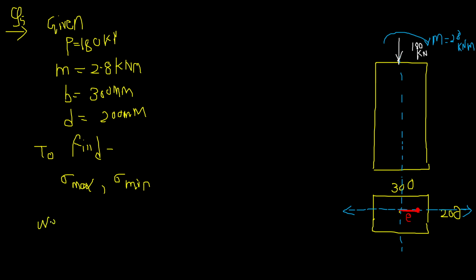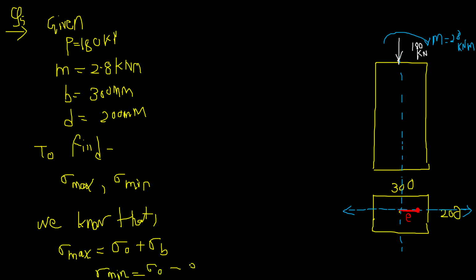Okay, the next step is we know that maximum stress is equal to direct stress plus bending stress, so write below that sigma max is equal to sigma naught plus sigma b. Similarly, minimum stress is direct stress minus bending stress, that is sigma min is equal to sigma naught minus sigma b. So this is equation number 1. Equation number 2, how to find the value of sigma naught, the direct stress: P divided by A.